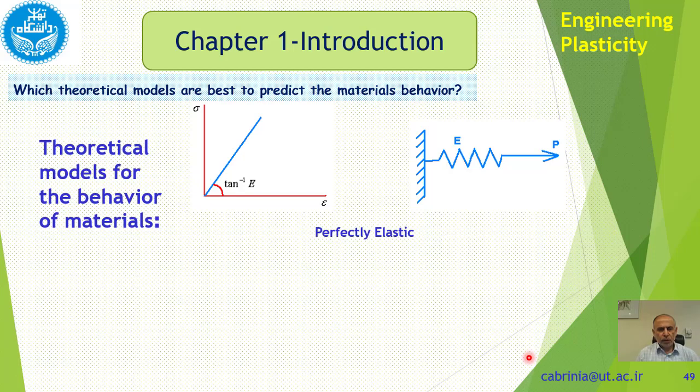I try to present to you here some of these models. I start with elastic behavior. As you can see in this figure, we have sigma versus epsilon, and this is elastic behavior, which is very linear, and E is the modulus of elasticity. We can model this with a figure like this. We have a spring here and we have a force.